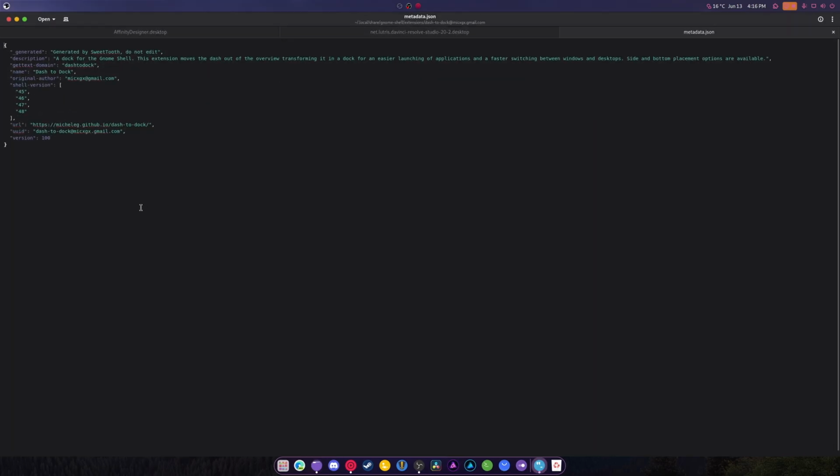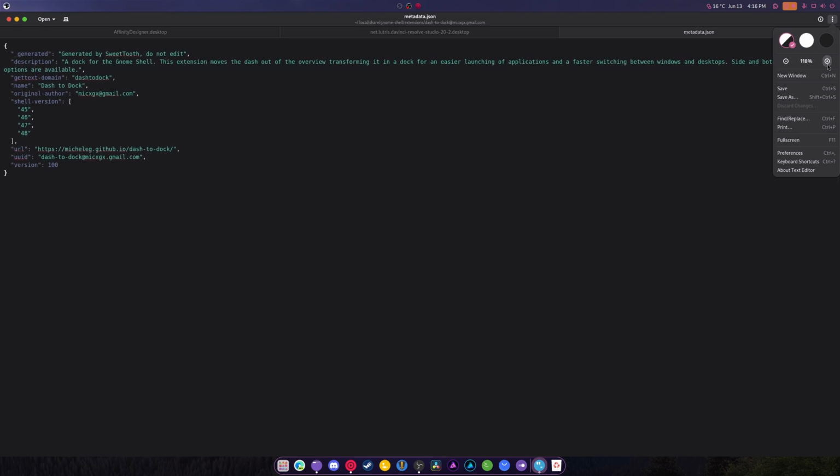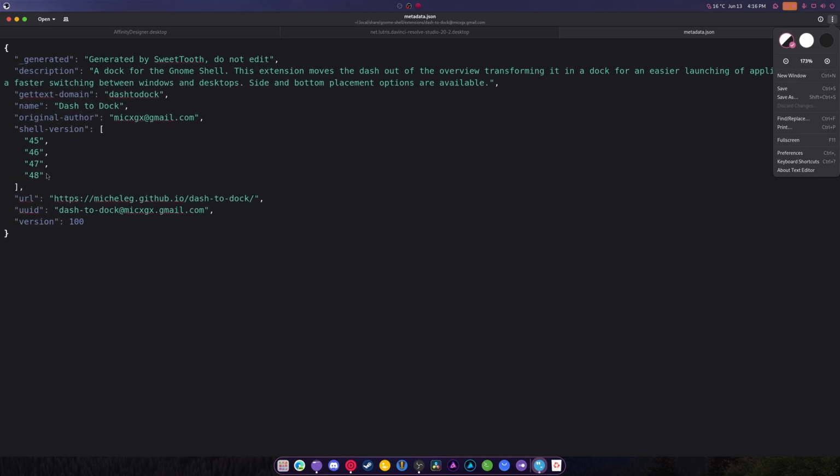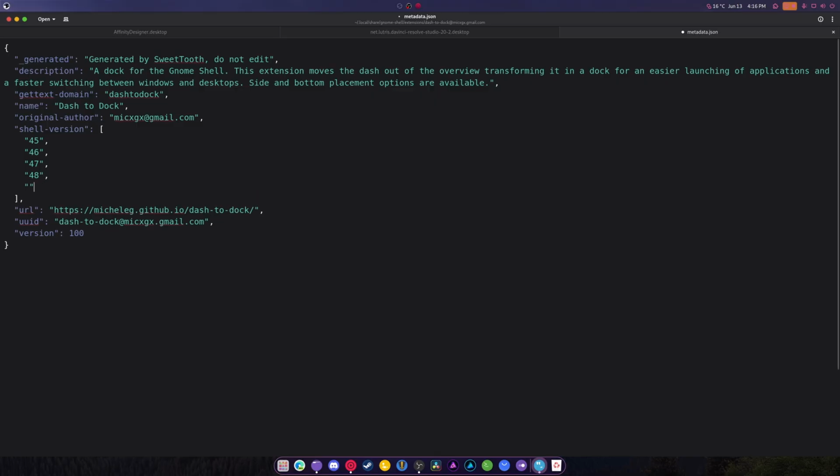We open it up and you notice 48, 47, 46, and 45. These are the versions of GNOME that this extension is currently enabled for. But what happens if a new version comes out? Well, it's as simple as this. That's it. And 99% of the time, this makes the extension enabled again.